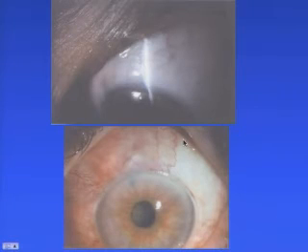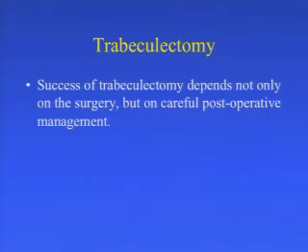And again, this area is typically hidden by your upper lid, so you don't typically see this unless you pull it up. As I mentioned before, the success of trabeculectomy depends not only on the surgery, but on the careful postoperative management. So it's important to follow the instructions of taking the drops and going to the appointments, because like I said, there's things that we do for the first 4 weeks. That's our window of opportunity to help modify the surgery that we've done in the operating room.